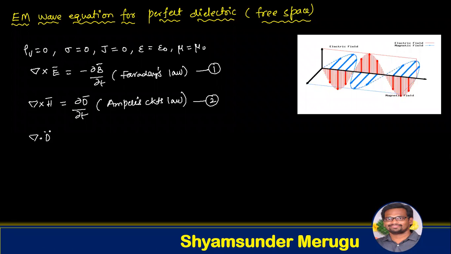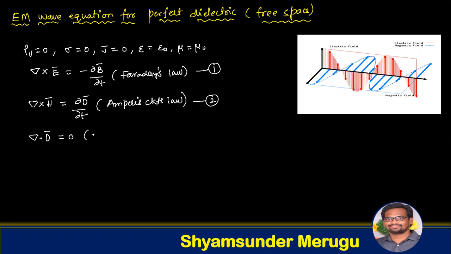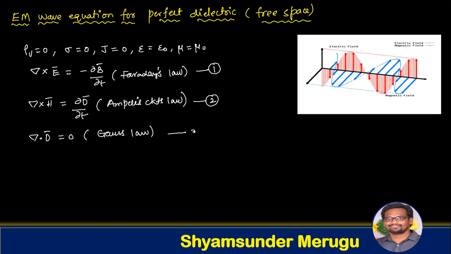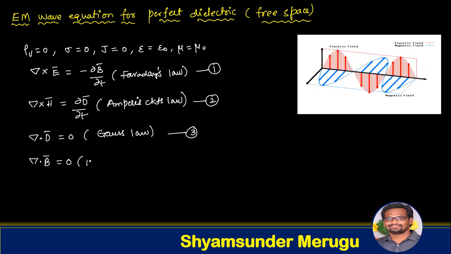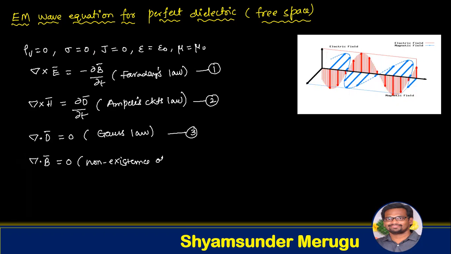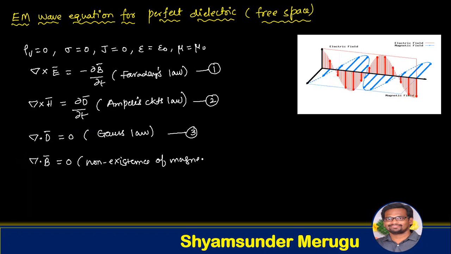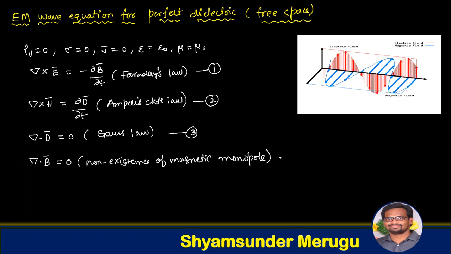Del dot D bar is equal to 0, and it is derived from Gauss law. Let us consider this one as equation 3, and del dot B bar is equal to 0, which is derived from the concept of non-existence of magnetic monopole. Let us consider this one as equation 4.